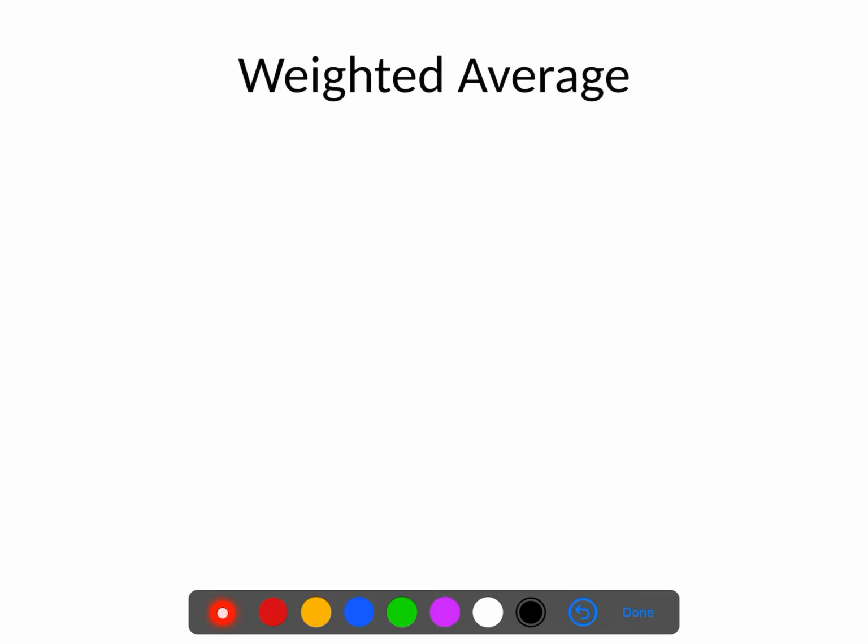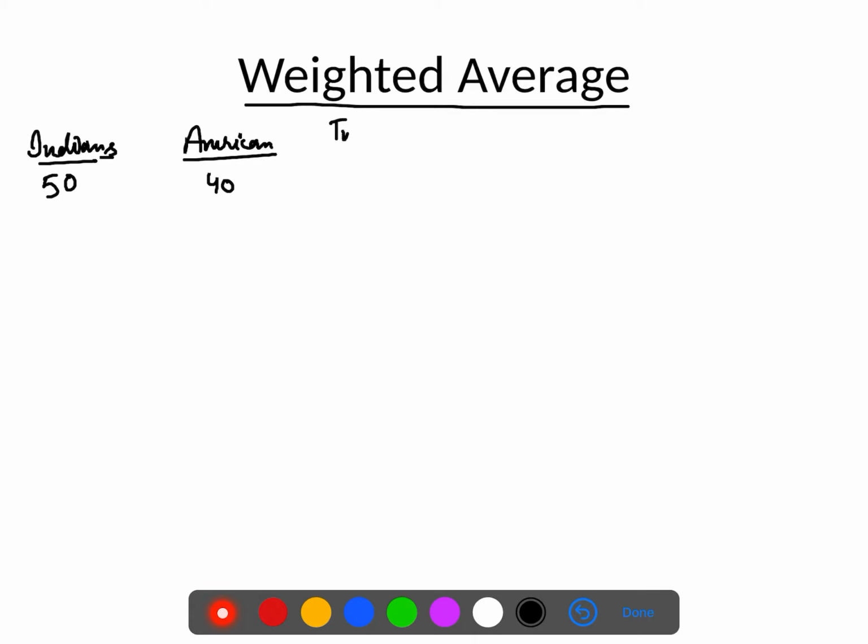The next very important topic out of average is weighted average. For example, let me take one situation. There is a group of Indians whose average GMAT quant score is 50, and there is a group of Americans whose average quant score is 40. The situation is two groups are merged. So what will be the final average?